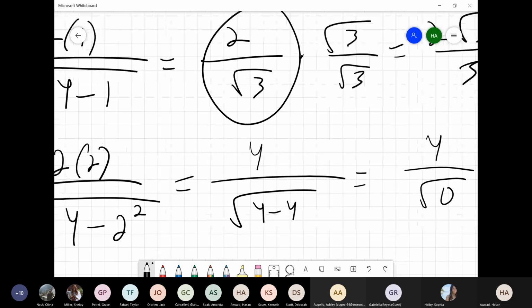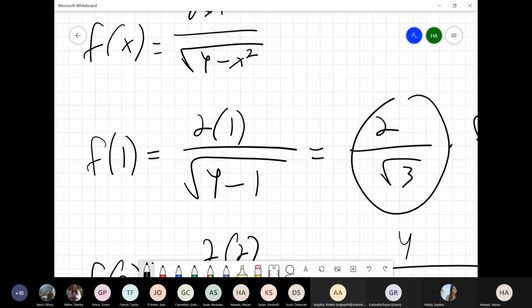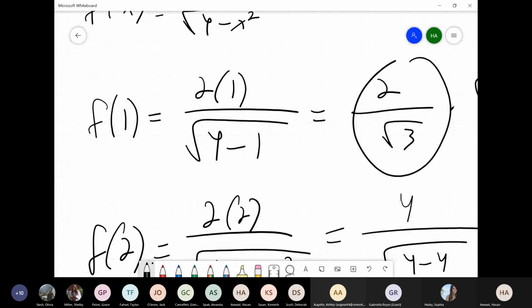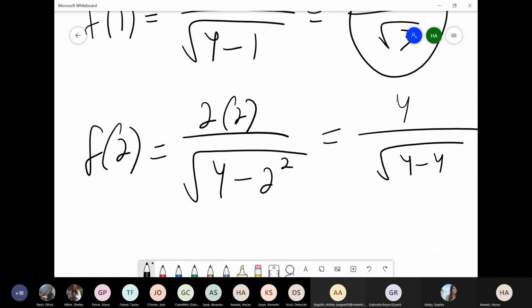So we see that we're not always going to get a number when we plug something in. We saw that we got a number when we plugged 0 in, we got a number when we plugged 1 in, but when we plug 2 in, it's undefined. That just means that the function is not defined there. It means that the function just doesn't go there on the graph. So that means that it cuts off at a certain place.